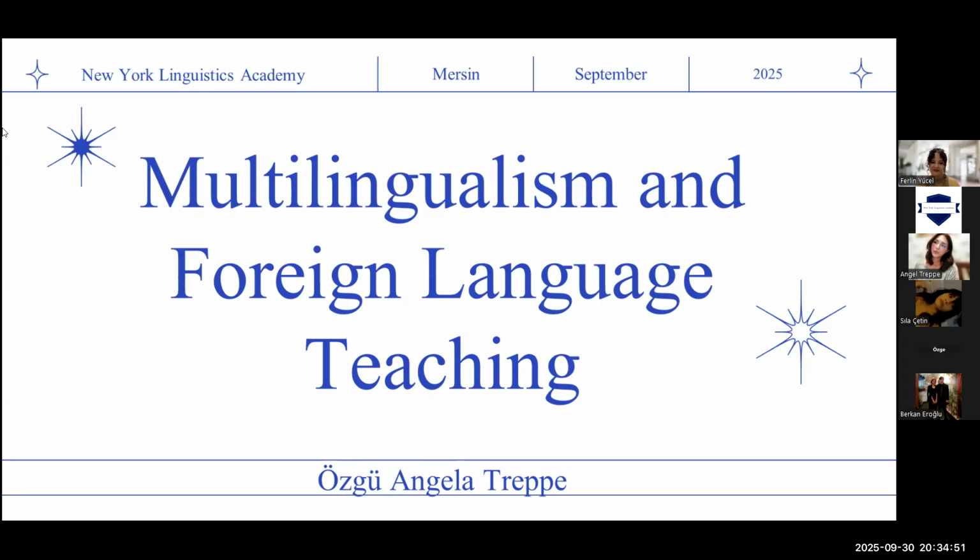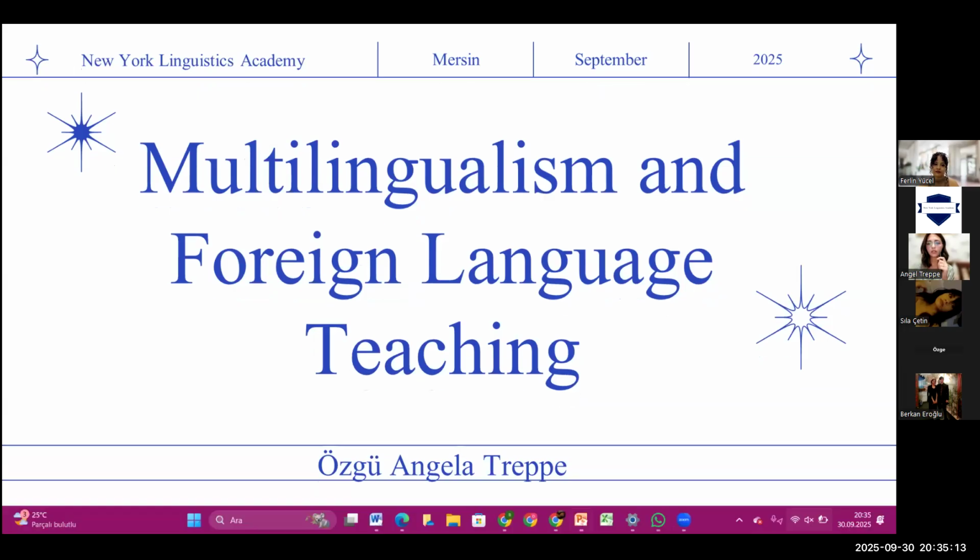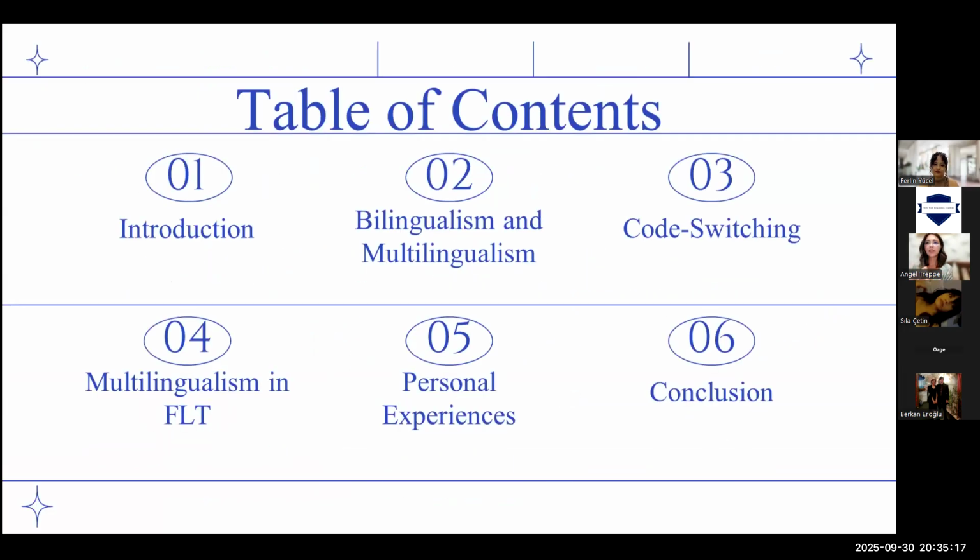Thank you. Hello everyone, I'm Özgü Angela Treppe and I'm a multilingualist myself. I grew up with 3 languages in this household, which are Turkish, English, and German. Today I'll be explaining what multilingualism is, and the difference between multilingualism and bilingualism, since it's usually confused a lot. It is related with code switching, so I will also go into details of code switching and how it's used, and lastly I will give information about multilingualism in FLT, and finally I'll share my personal experiences with you.